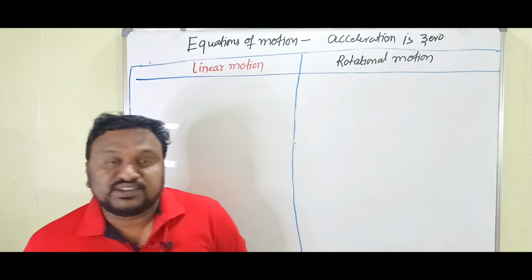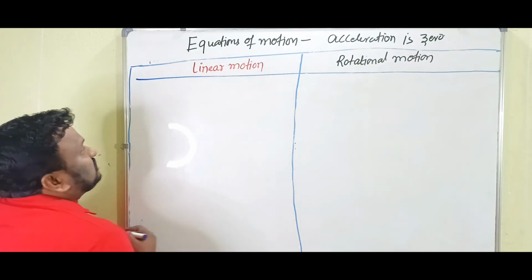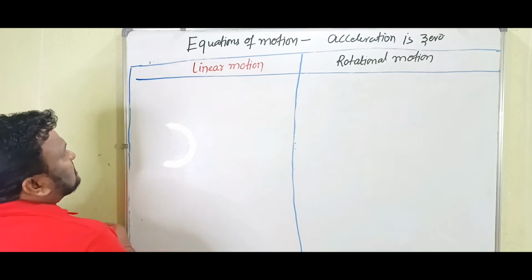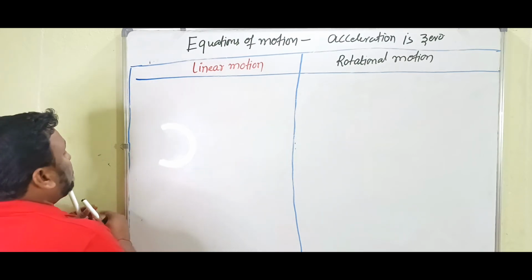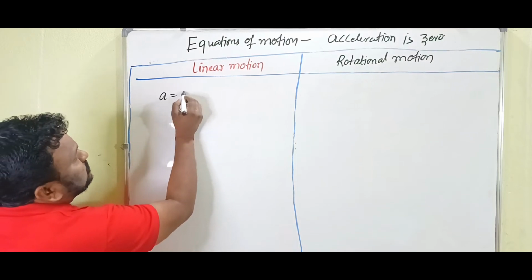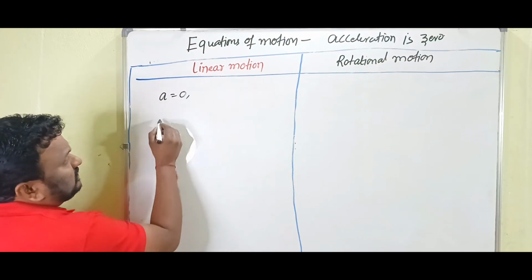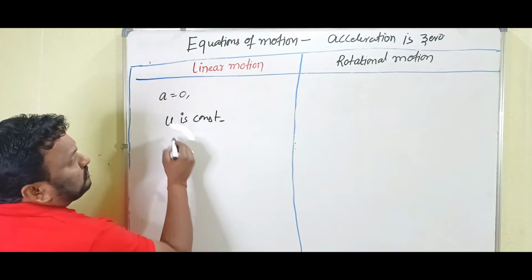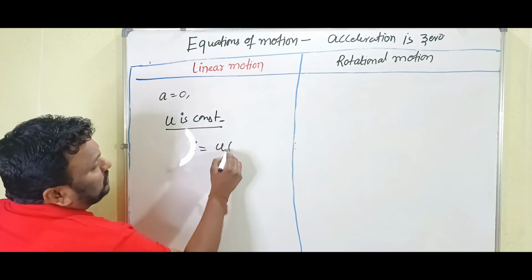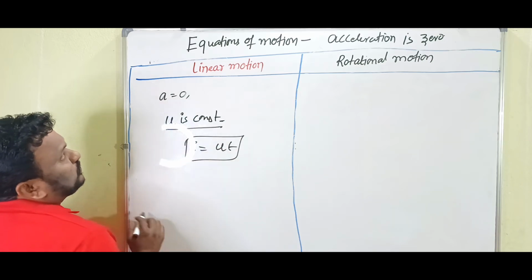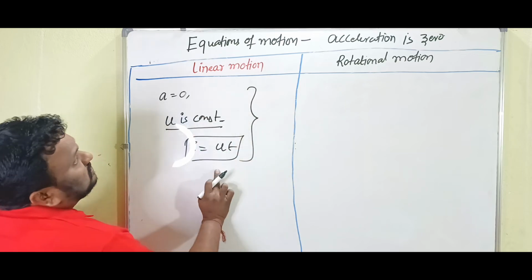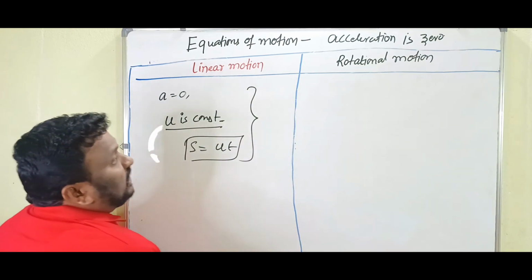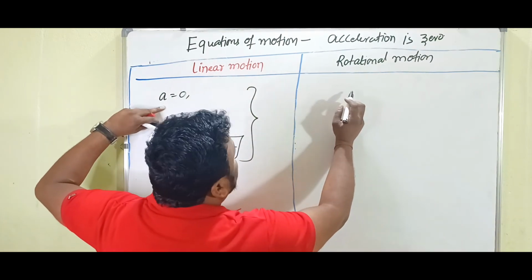When the acceleration is 0, the equation should be like this. Equations of motion when acceleration is 0: very simple, a is equal to 0. Then u is constant. From that, what to write? S is equal to u into t. Now we can follow this in case of linear motion when acceleration is 0. Clear?